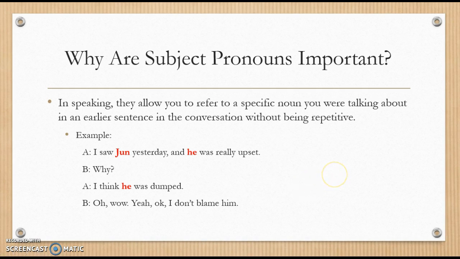So why are these subject pronouns important? Well, in speaking, they allow you to refer to a noun that you were talking about in an earlier sentence in the conversation without having to repeat the name of the noun.